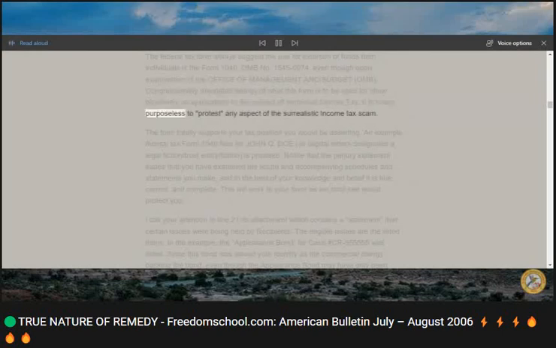It is totally purposeless to protest any aspect of the surrealistic income tax scam. The form totally supports the tax position you would be asserting. An example, federal tax form 1040 filed for John Q. DOE, all capital letters, designates a legal fiction / trust entity, is provided. Notice that the perjury statement states that you have examined the return and accompanying schedules and statements you make, and to the best of your knowledge and belief it is true, correct, and complete. This will work to your favor, as we shall see, and would protect you.